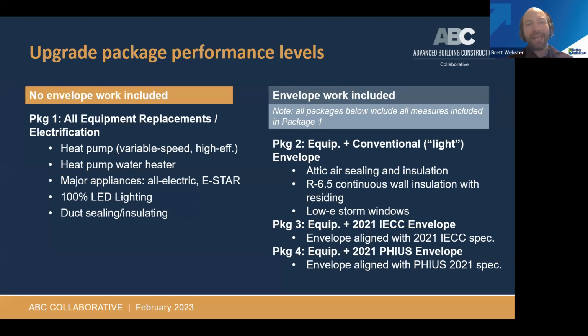We then looked at that same equipment package and paired it with 3 levels of increasingly aggressive envelope intervention. A light touch envelope that includes about R6.5 continuous wall insulation and maybe a low E storm window over the existing windows, all the way through bringing the envelope up to compliance with IECC code, and then package 4, where we paired the same equipment package with an envelope consistent with the Passive House Institute US 2021 guidance. So next slide, please.